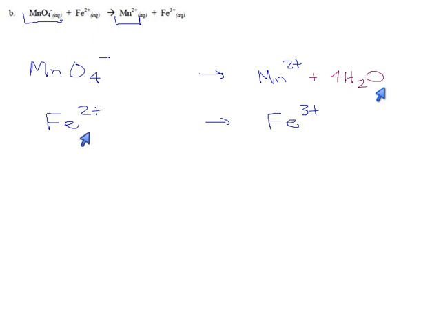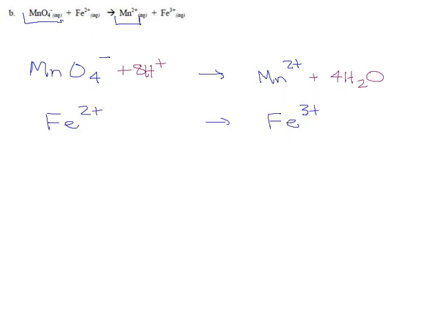Next is hydrogen. This iron reaction is fine for hydrogen. It's 0 to 0. But in this one, we just created a hydrogen problem. We have 8 hydrogen on the right. We need 8 on the left. So there's that solved.